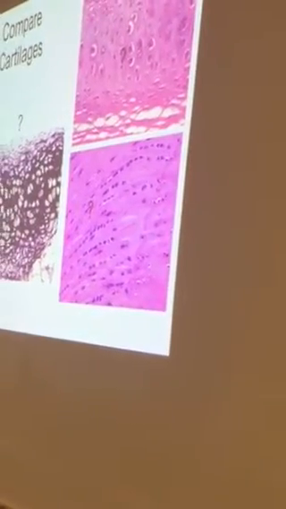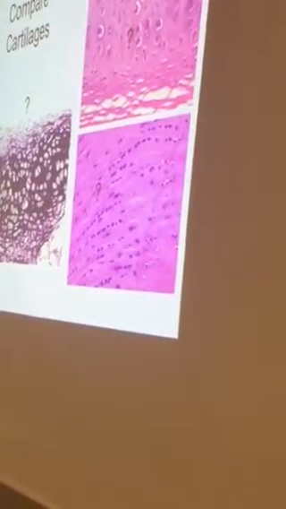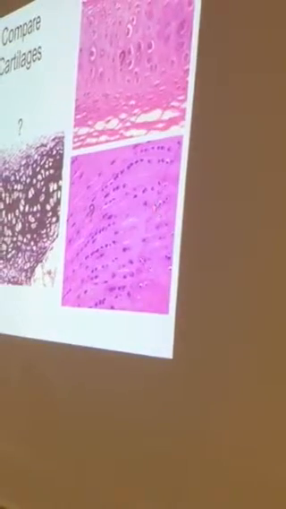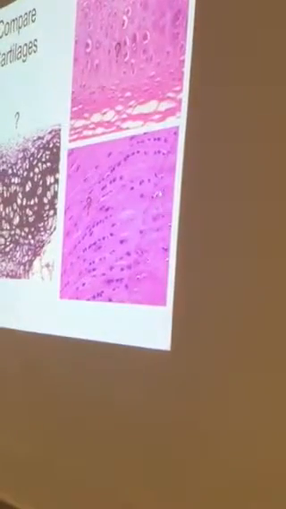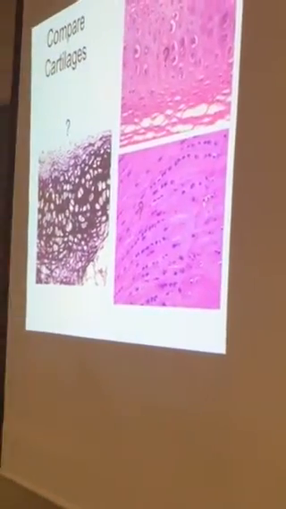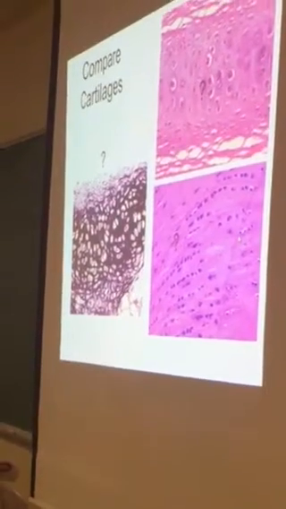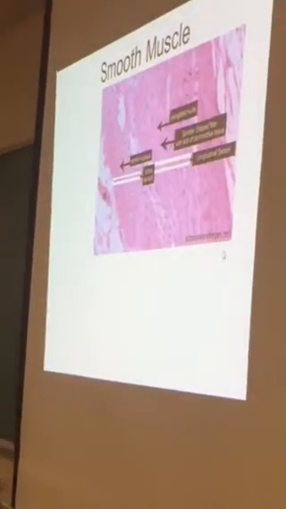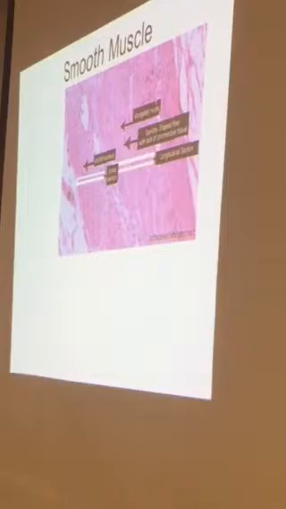Fibrocartilage. So your fibers are all running in one direction, as are your cells. Look at the cells carefully. You must make sure that they are chondrocytes. You must see a lacuna somewhere. Because this is smooth muscle.